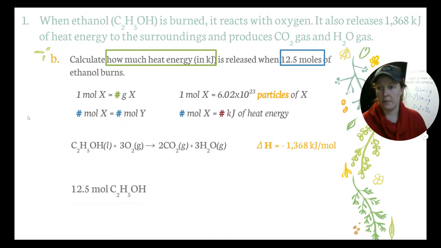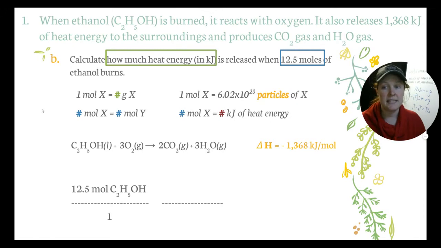We have moles of ethanol, and I know that I'm going to be placing that over a unitless 1 so that we line up our numerators and denominators. I know that I need to multiply this by some sort of conversion factor. So on the bottom, if I have moles of ethanol on top, I need to have moles of ethanol on the bottom.